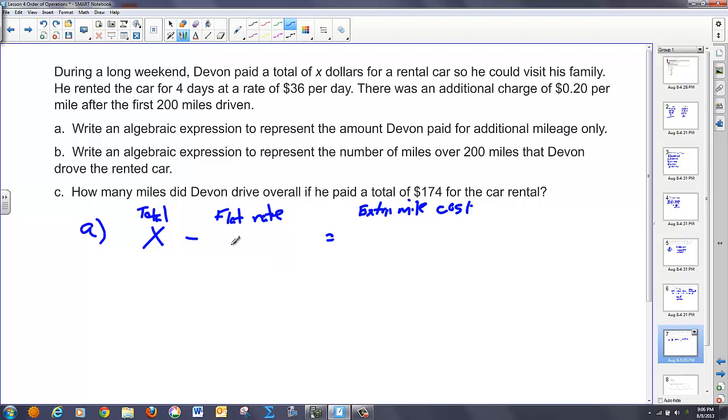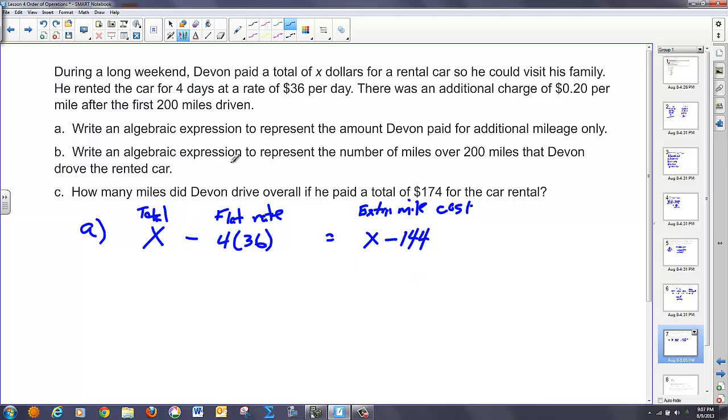So our flat rate, we know regardless he's paying 4 times $36. And our extra mile cost is that expression, x minus whatever 4 times 36 is. 4 times 36 is 144. So x minus 144 is the amount he pays for the additional mileage.